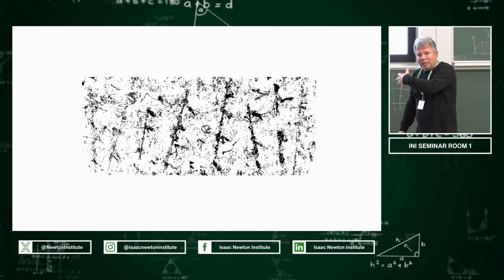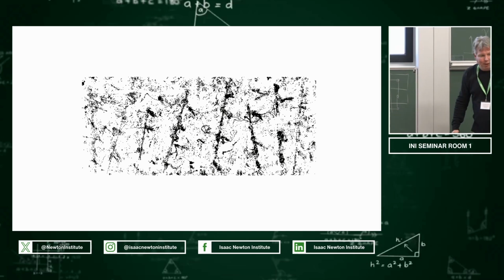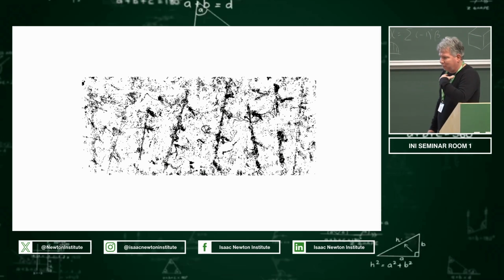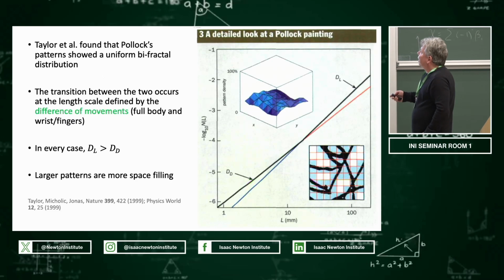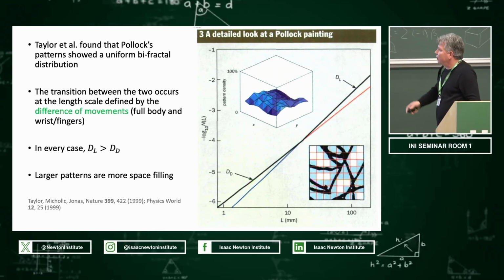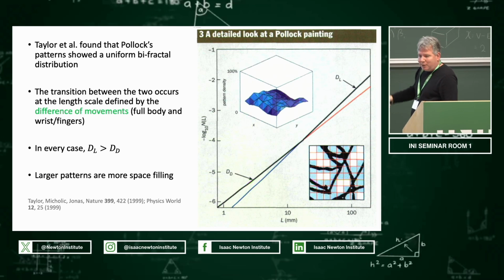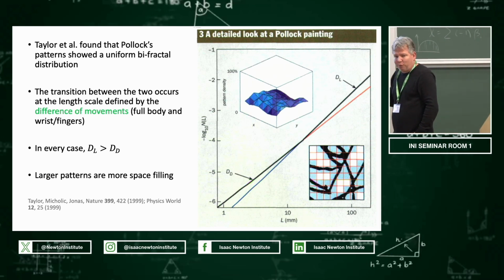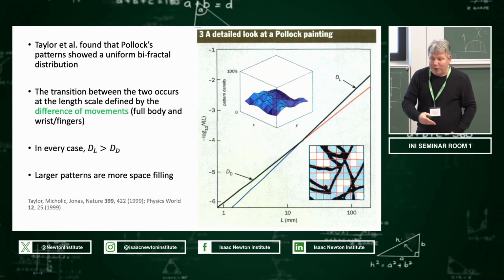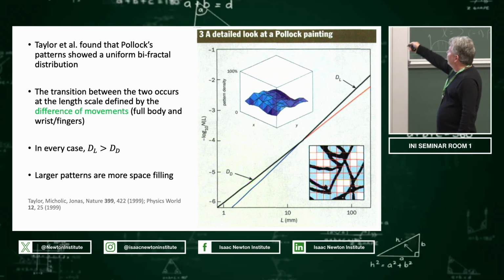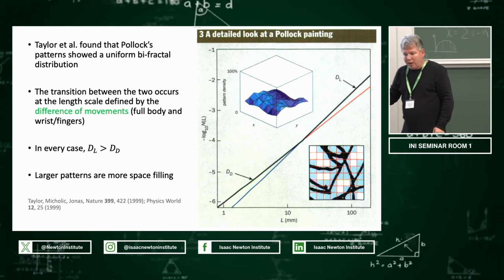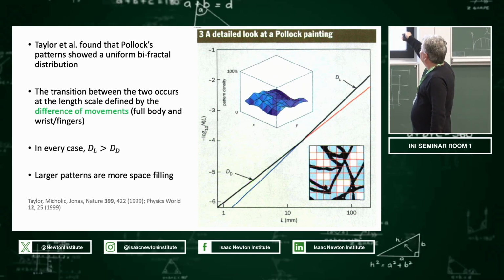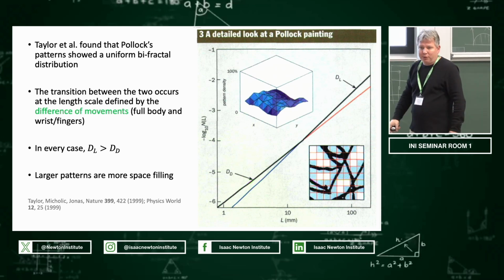This was basically what Taylor and his colleagues did in their original study, and it gave me something to reproduce in my studies. This is from Taylor's paper, but essentially what he found was a consistency in Pollock's paintings vis-a-vis the fractal dimension. In fact, he noticed something interesting: there's a bifractal characteristic to the patterns. At the large scales, the slope is steeper than it is at the smaller scales.